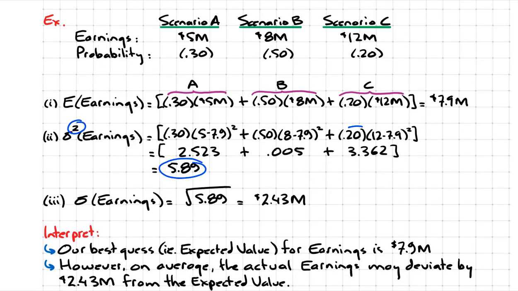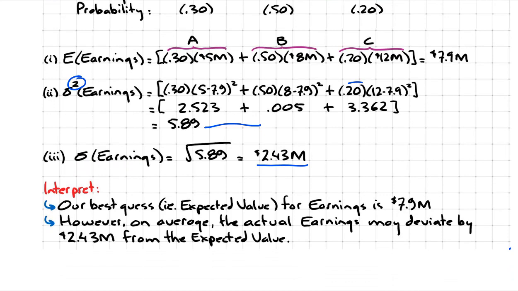Now remember why we squared. We simply squared so that the negative and positive dispersions don't cancel out. But once we have a value for dispersion, then we can reverse the square by taking its square root. And so that is referred to as standard deviation. So standard deviation would be 2.43 million.